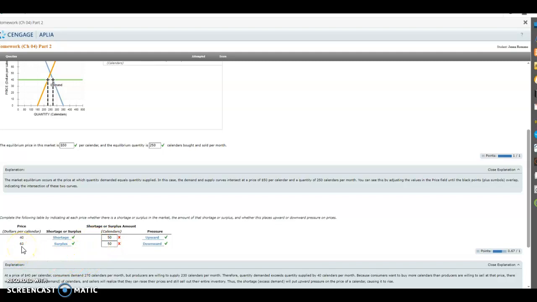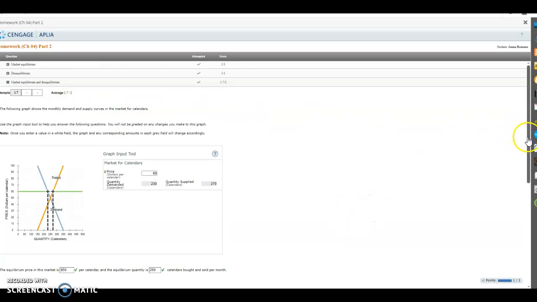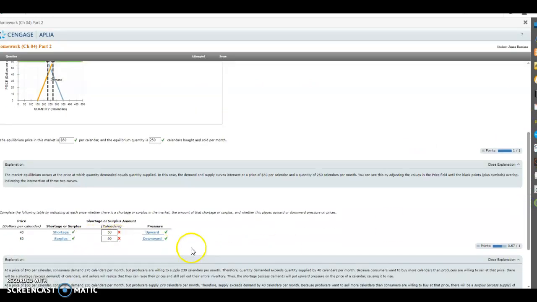Here, what if the price was $60? So once again, going back up to the graph and inputting a price of 60, we'll see that now it's the reverse, where the quantity supplied is greater than the quantity demanded, and you end up with a surplus. So quantity supplied is 270, quantity demanded is 230, and the difference is 40 units. And once again, the difference would be 40.